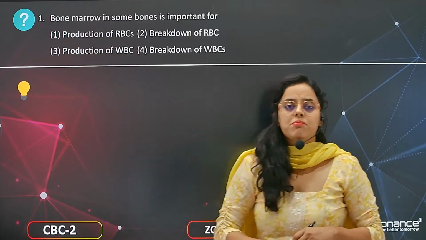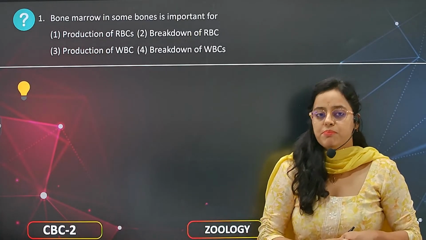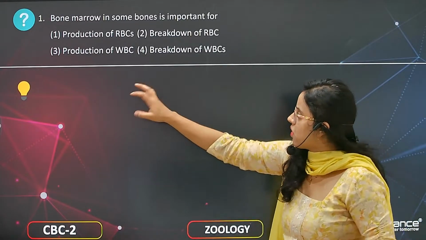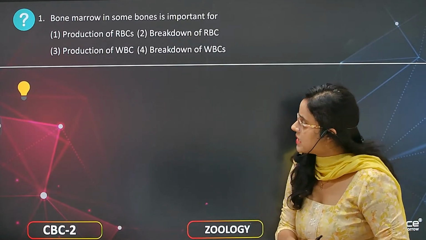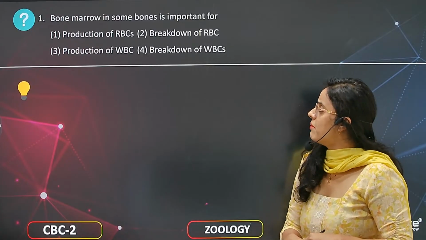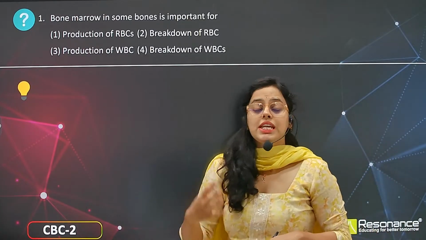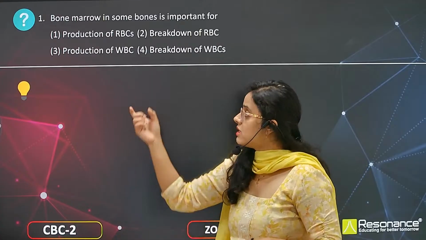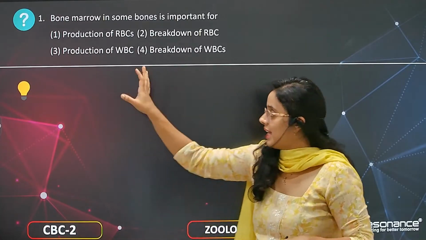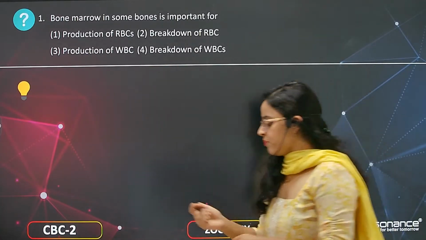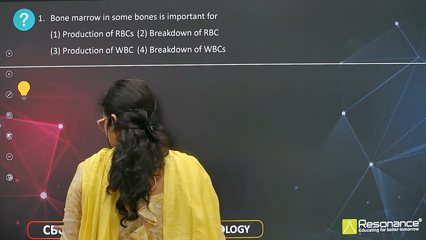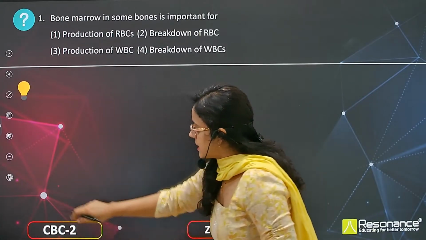Okay, so bone marrow in some bone is important for production of RBCs, breakdown of RBCs, production of WBCs, and breakdown of WBCs. In your exercise, the answer might vary. Okay, I'm going to explain. So bone marrow is present.